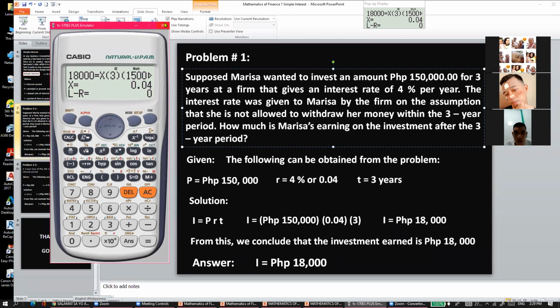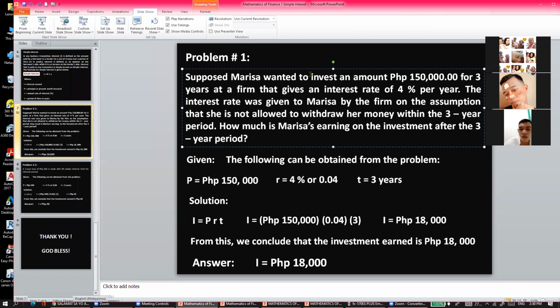Hindi mo na kailangan mag-cross multiply o mag-transpose. As it is, substitute mo lang sa formula na I is equals to PRT. Kung ano yung hinahanap, gawin mo siyang X. Can you follow? Ang hinahanap, gawin mong X. And then the rest, substitute mo yung mga given ng problem natin. So, ganun lang yung diskarte dyan.